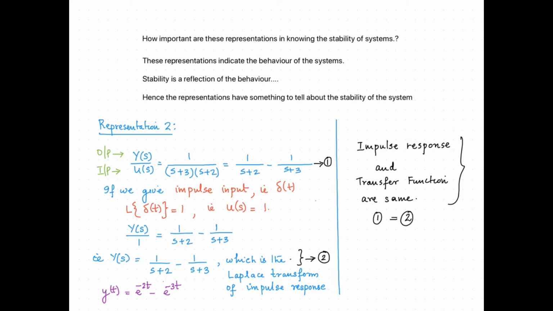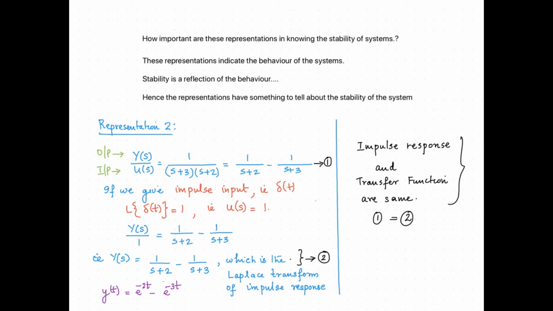The transfer function is basically the ratio of Laplace transform of the output to the Laplace transform of the input. So, if you consider the transfer function 1 by (s plus 3) into (s plus 2), we can write the partial fraction expansion form as 1 by (s plus 2) minus 1 by (s plus 3). If we give an impulse input to the system, we can see that the impulse response will be y of s is equal to 1 by (s plus 2) minus 1 by (s plus 3) because the Laplace transform of the impulse input is 1.